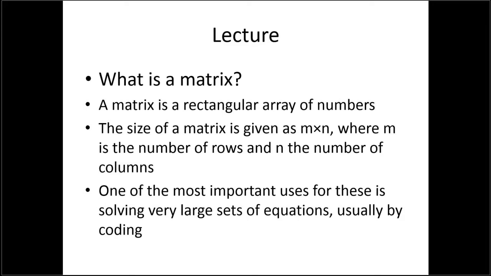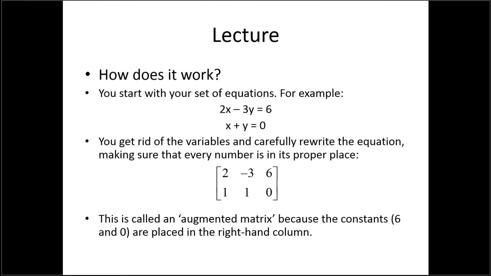So a matrix is a rectangular array. The size is given by the number of rows times the number of columns. So if you have 3 rows and 2 columns, it's a 3 by 2 matrix. And as I mentioned, one of the important uses is for solving much larger and more complex systems of equations. So how do these work?